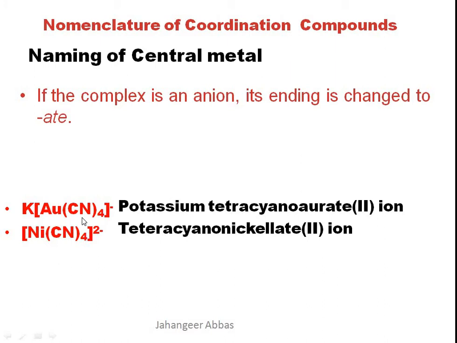But there are two types of species, ligands as well as the central metal. Ligands are named first, tetracyano, and when we name the central metal in an anionic complex, we will write aurate instead of gold, and the oxidation state is written because this coordination compound has a negative charge. The same way in this complex, we will change the name of the central metal because it is in an anionic complex.